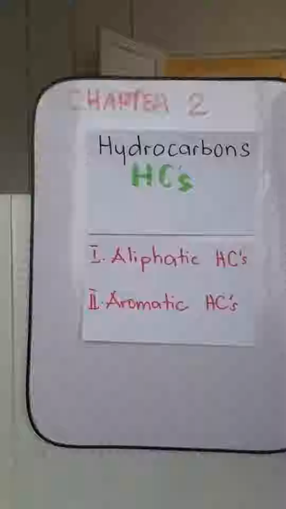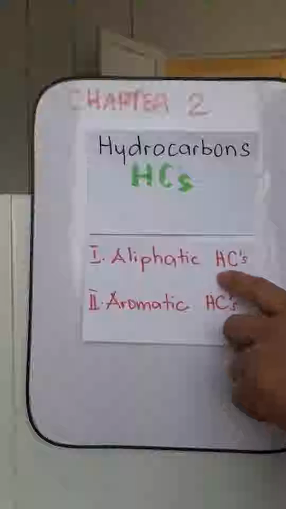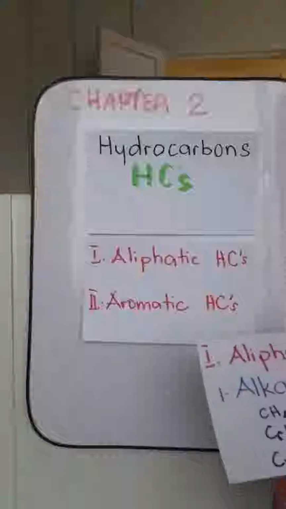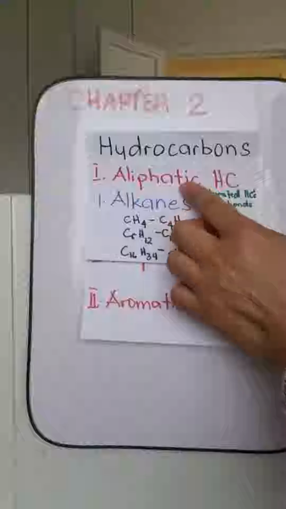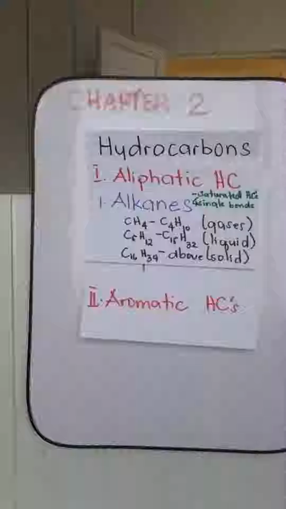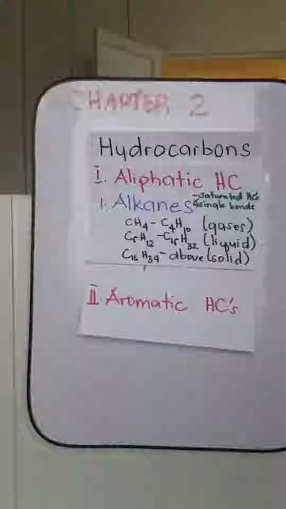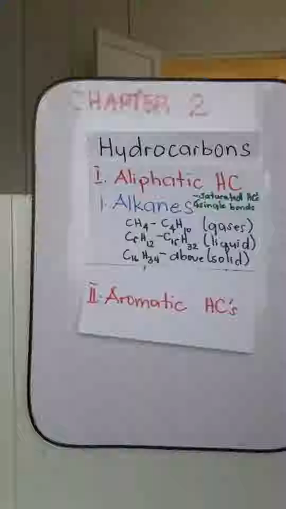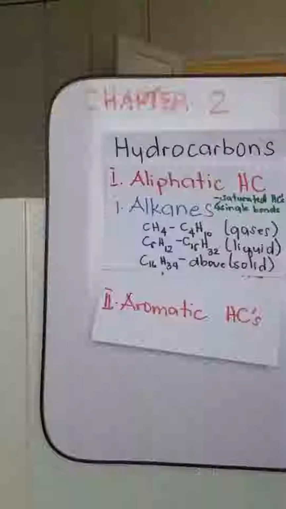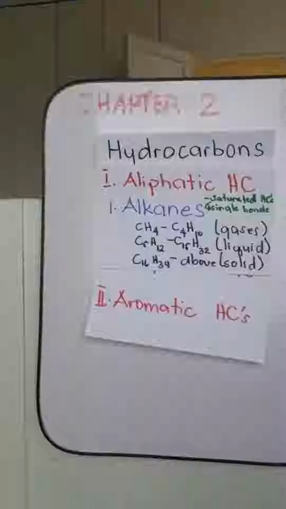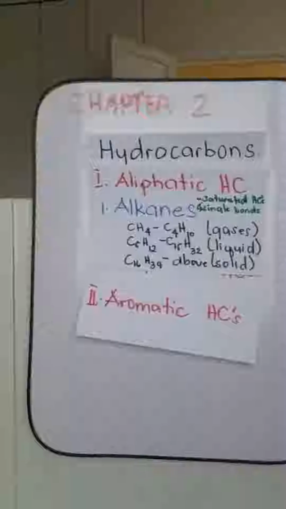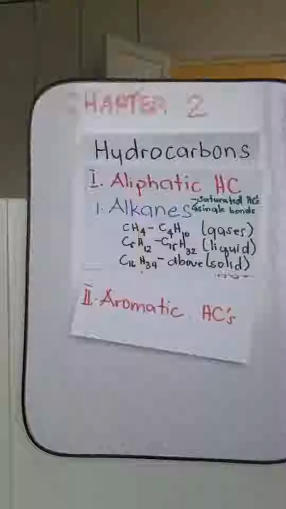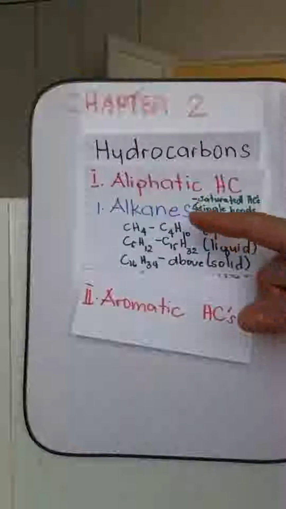First, we're going to talk about aliphatic hydrocarbons. What are aliphatic hydrocarbons? These are open chain structures. Aliphatic hydrocarbons have 3 compounds. First is the alkanes. If you can still recall, in our chapter 1, we talked about 3 aliphatic hydrocarbons: the alkanes, alkenes, and alkynes. So today, first, we're going to talk about alkanes.